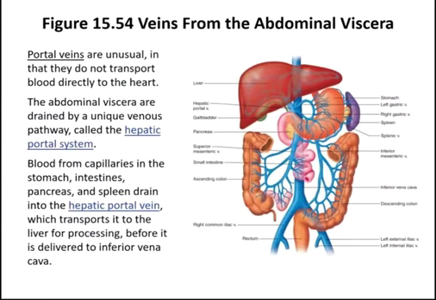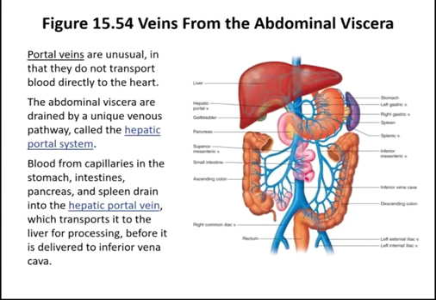Now we're going to address veins of the abdominal viscera. Most of them carry blood normally back to the superior and inferior vena cava. But there are veins called portal veins, and they're unusual in that they do not directly transport blood to the heart. They're going to transport blood to another capillary bed. So it's going to come out of a capillary bed and go to another capillary bed.